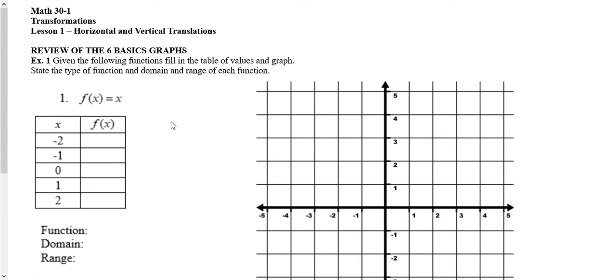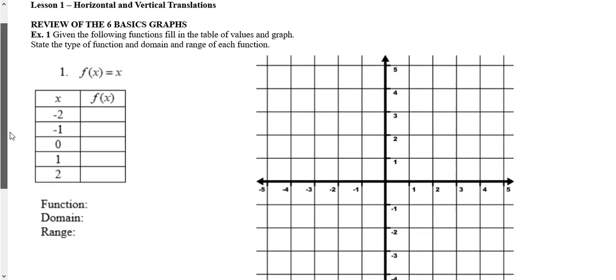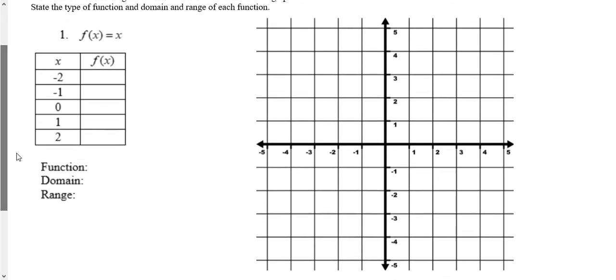Today is the first lesson for transformations. We're going to be talking about the 6 basic graphs that we're going to be seeing all throughout this unit and throughout Math 30-1. The very first graph that we're going to be talking about is f of x equals x. This graph is from Math 10C. It should be very familiar to you. This is what we call a linear graph, or a linear line.